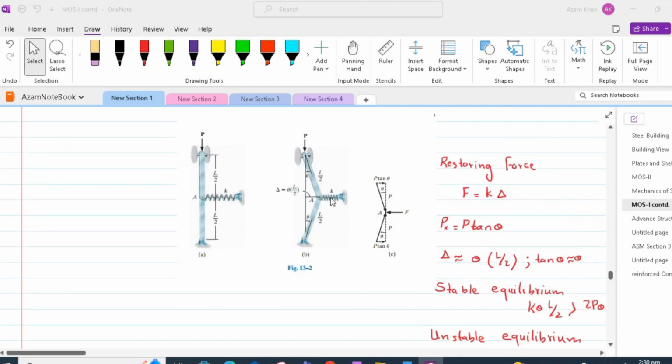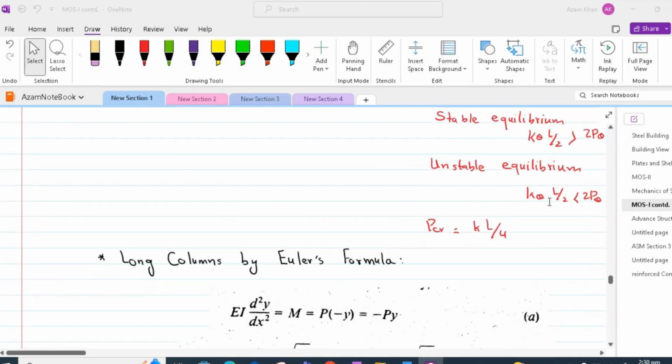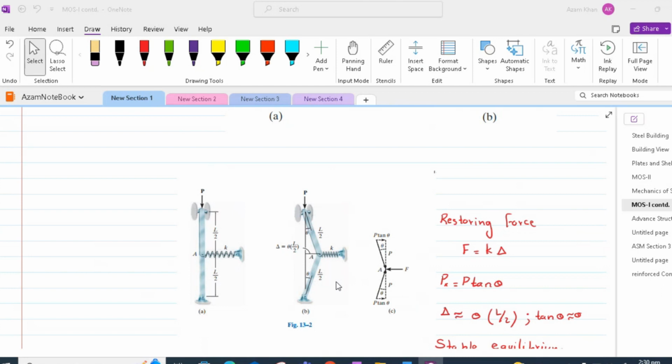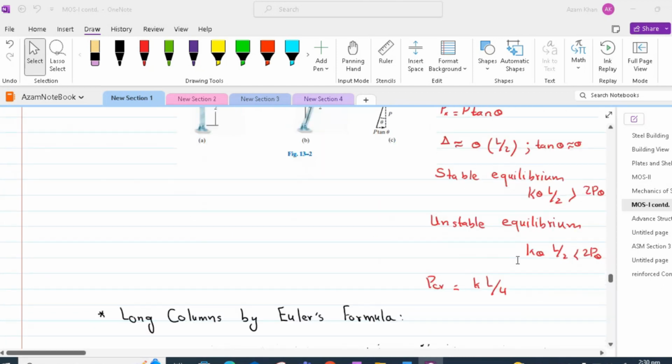Hence, if the restoring force is bigger than 2 times P theta, then that will be called stable equilibrium. On the other hand, if K theta L by 2 is less than 2 times P theta, then that condition would be called unstable equilibrium. From this, we can write that P critical is equal to KL by 4. So instead of greater than or less than, if we equate these two expressions, we will get P critical equal to KL by 4.